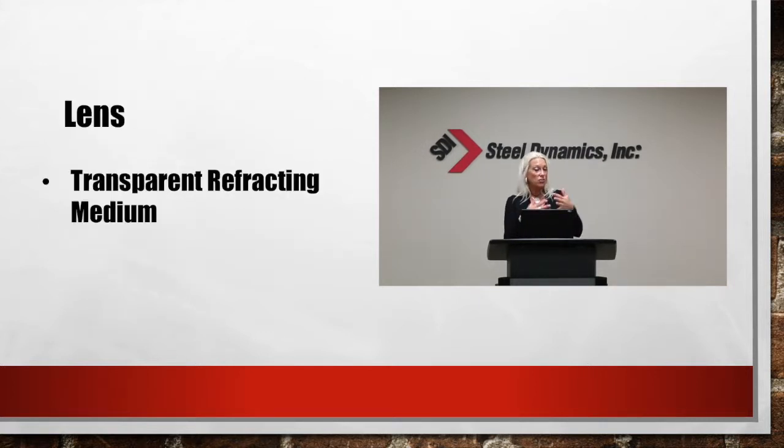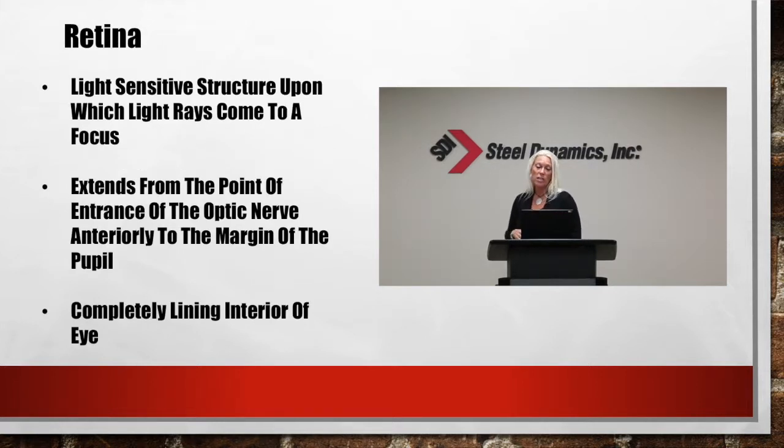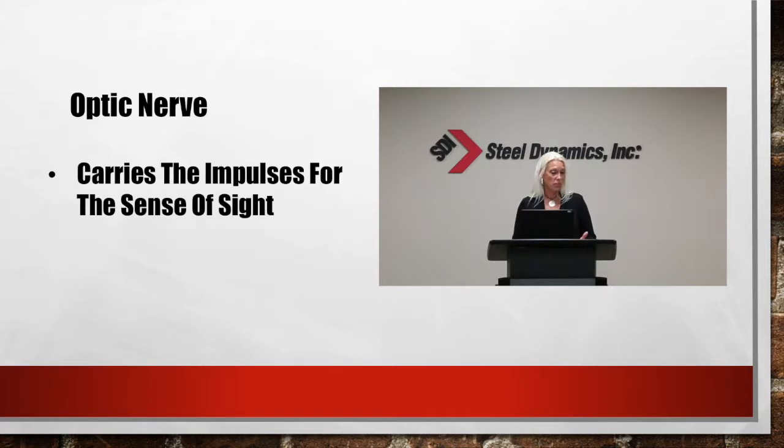The lens is a transparent refracting medium, and the retina is the innermost layer of the eye. It receives images transmitted through the lens, an intermediate instrument of vision. It is a light sensitive structure upon which light rays come into focus. It extends from the point of entrance of the optic nerve anteriorly to the margin of the pupil, and it completely lines the interior of the eye. And then our optic nerve carries the impulse for the sense of light.